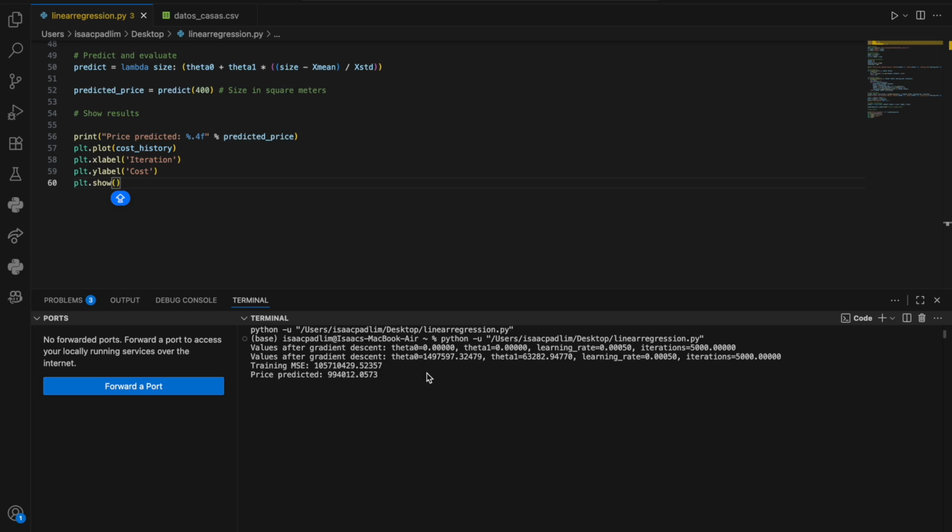My observation when I ran it: the cost chart drops smoothly and then flattens at the end, so training behaved normally. The printed MSE gave one clear number for the training error. Because prices are large, the MSE number is also large. That's normal since it is in squared price units. The prediction for 400 square meters looks reasonable. A smaller size gives a lower price compared to a larger size like 320 square meters.